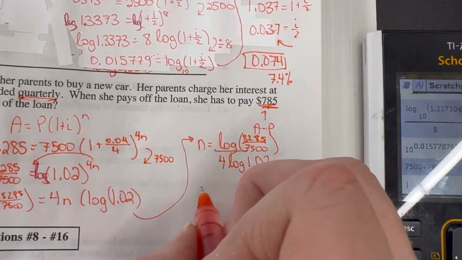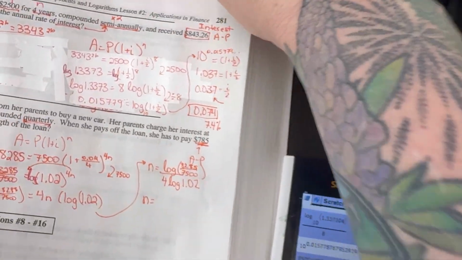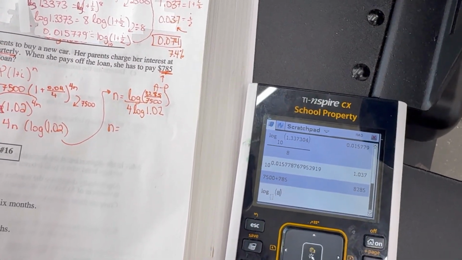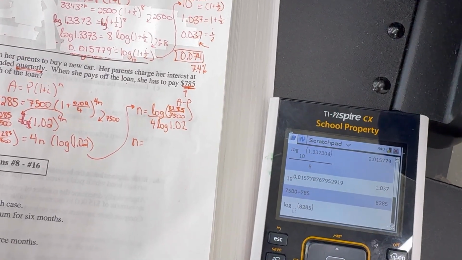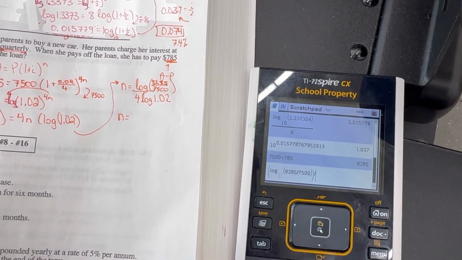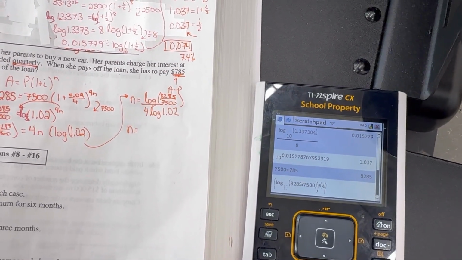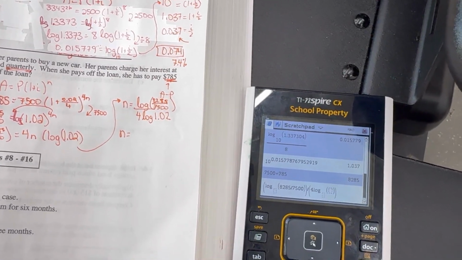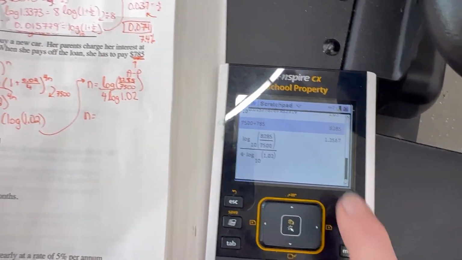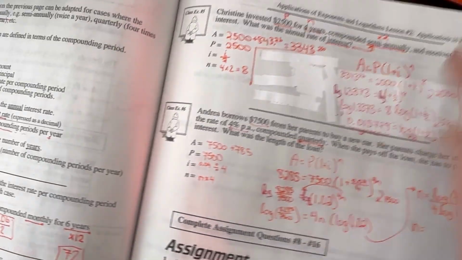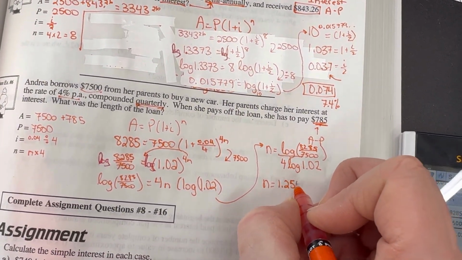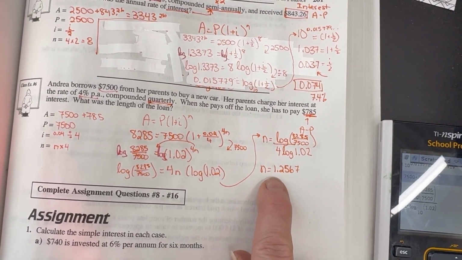Okay, and then that's what I need to plug into my calculator, which I should be able to do in one go as long as I use my brackets. So that's just going to be log, and then I've got 8285 divided by 7500. Then I'm going to put the bracket on it, divided by bracket 4 times log of 1.02. Okay, that should be good. And then I get 1.25, so let me write that down. 1.25, oh, that doesn't make sense though, because that would be 1 year and a quarter.